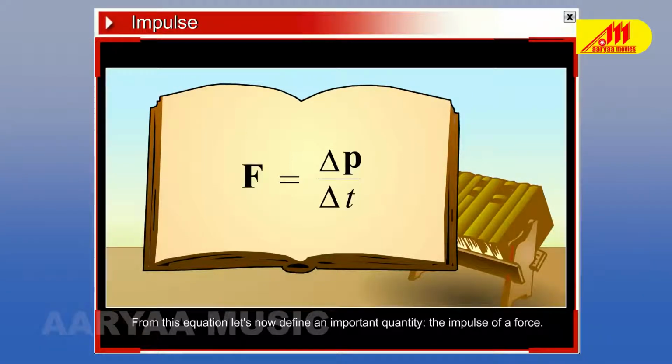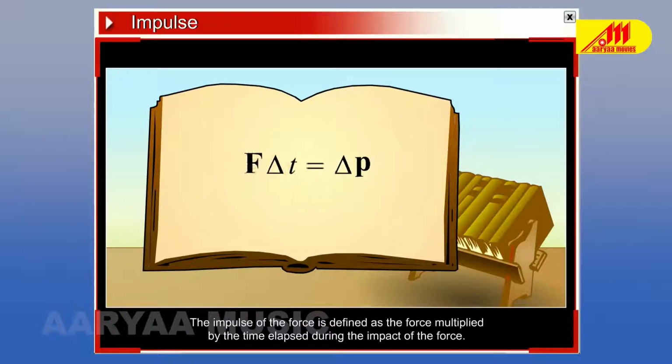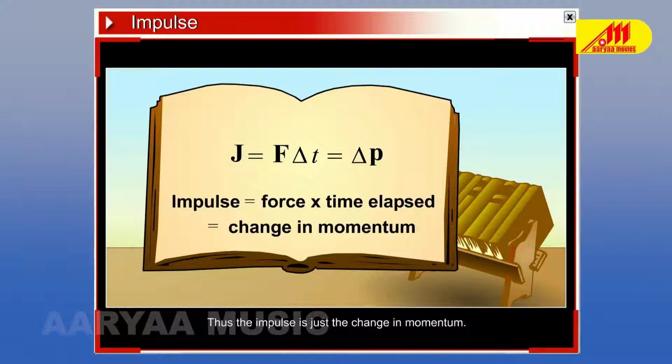From this equation, let's now define an important quantity, the impulse of a force. Multiplying both sides of the equation by delta t gives us force times delta t equals the change in momentum. The impulse of the force is defined as the force multiplied by the time elapsed during the impact of the force. Thus, the impulse is just the change in momentum.